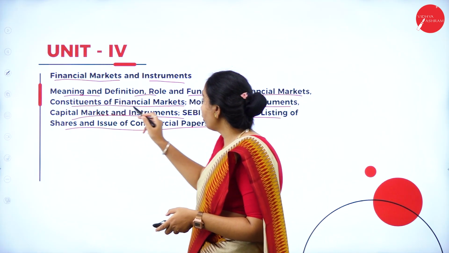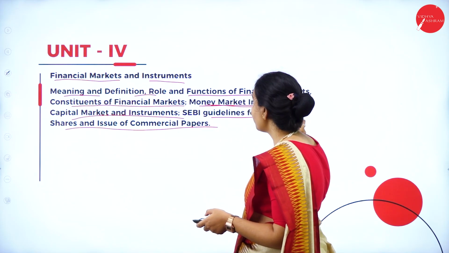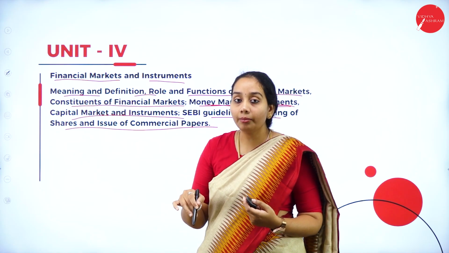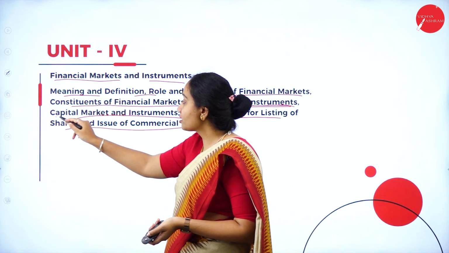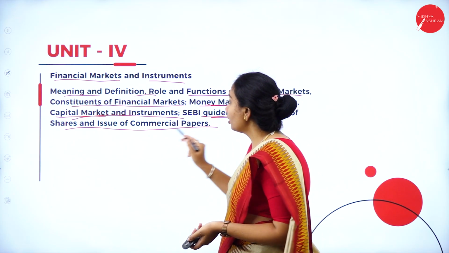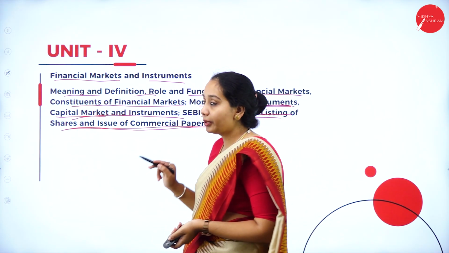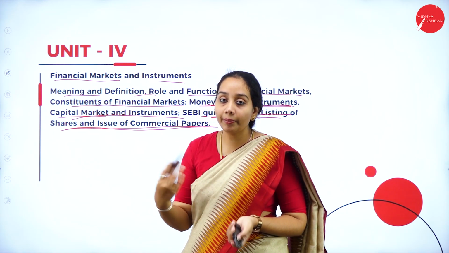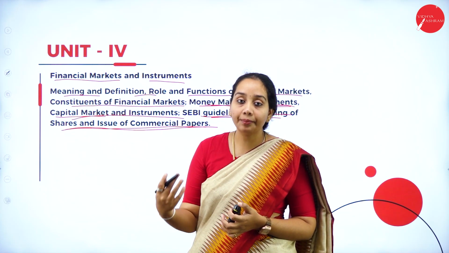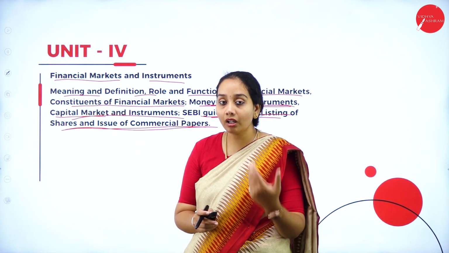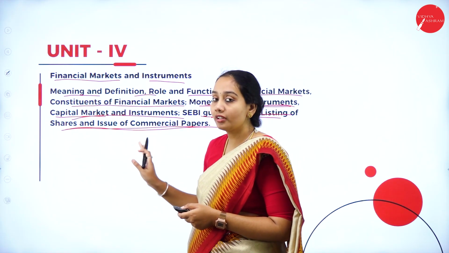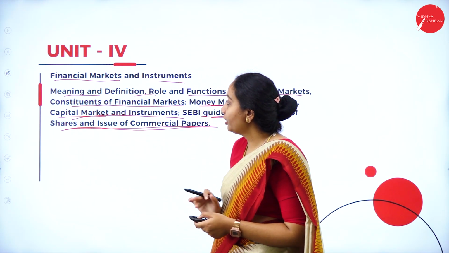Under that we are going to learn about money market instruments, that is for the short term, we invest in the money market, and for the long term we invest in the capital market. So what are those? SEBI guidelines for listing the shares and issue of commercial papers. Commercial papers are another kind of investment that has been initiated by the RBI. So we are going to learn what regulations have been taken up by the RBI for those commercial papers. So this is regarding unit number 4.